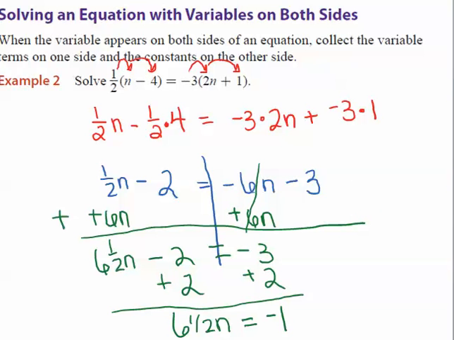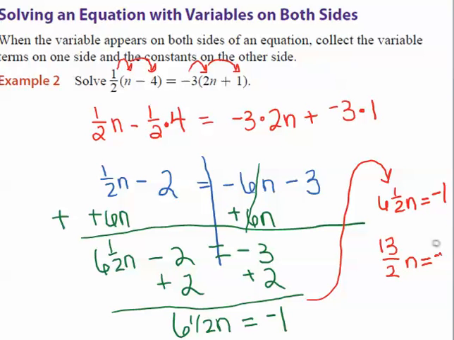So I'm going to draw a little line up here because I'm running out of space. So 6 1/2 n equals negative 1. You're like, oh my gosh, how do I do that? Well, don't forget your 6th grade math. 6 times 2 plus 1, what is that? 13 over 2 n equals negative 1.